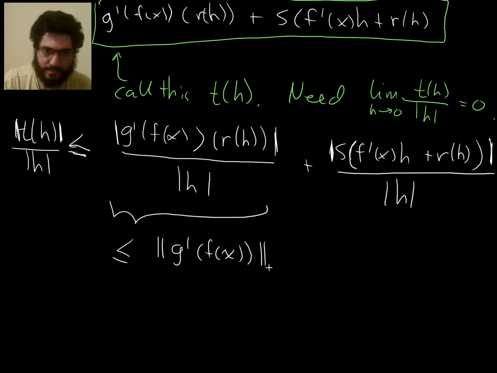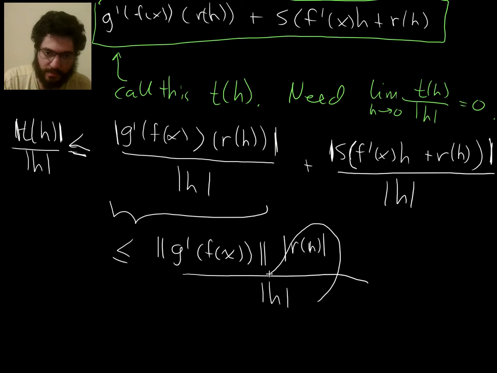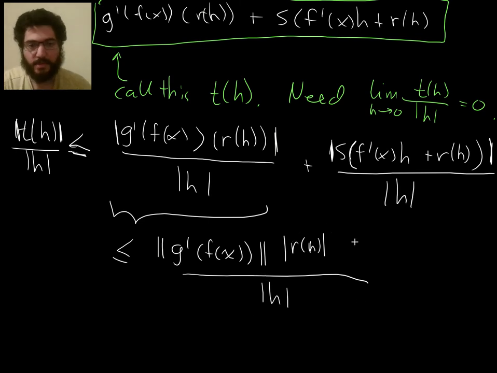linear map times R(h) over h. And we already know that this thing limits to 0 as h goes to 0, right? So there's no problem there. So this term causes no problems.